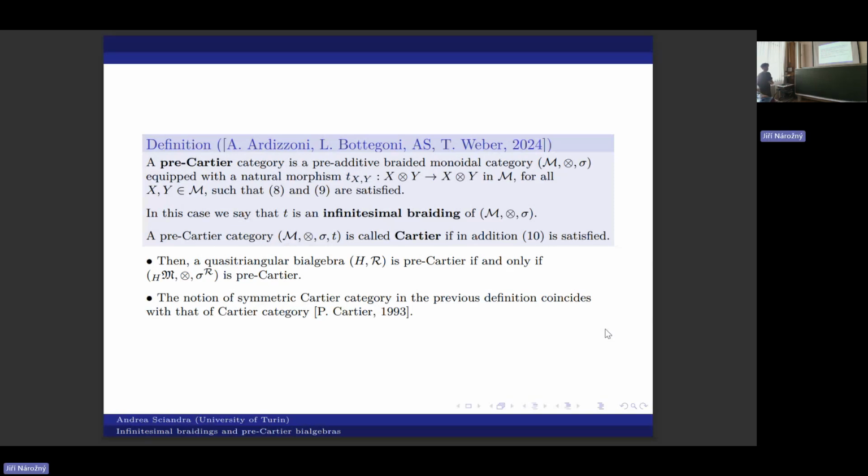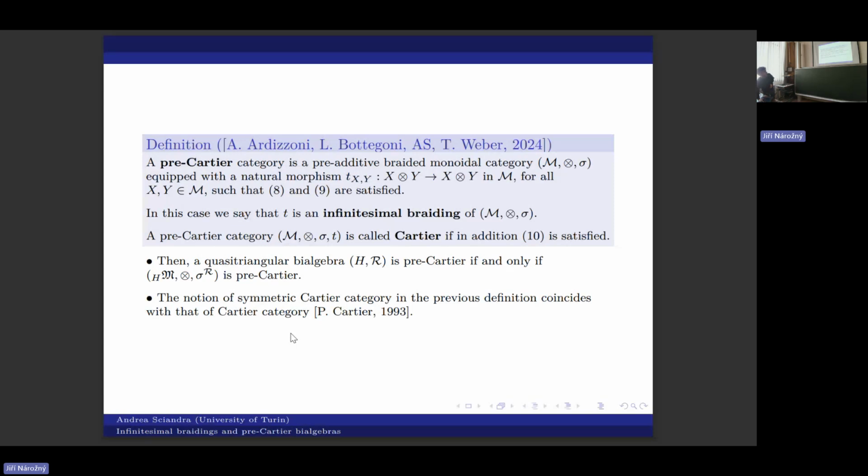And now, in fact, we can motivate the name pre-Cartier because if we now consider braided categories which are symmetric, so such that the braiding is involutive, and we also consider the condition 10, let's say, so the commutativity between sigma and T, we recover the notion of Cartier. So the notion of Cartier category.